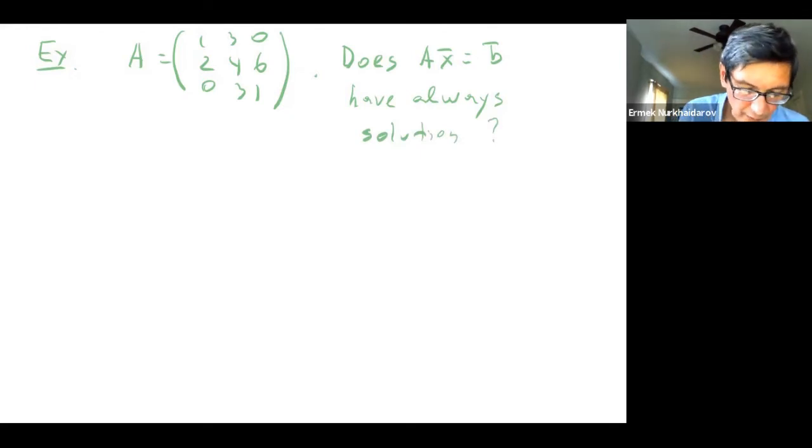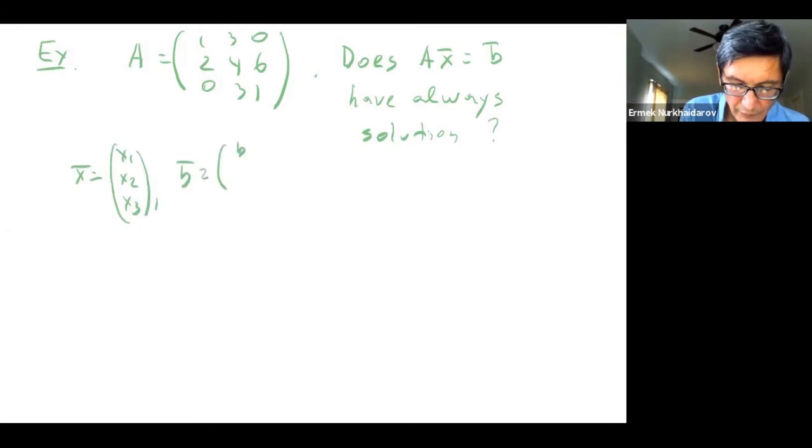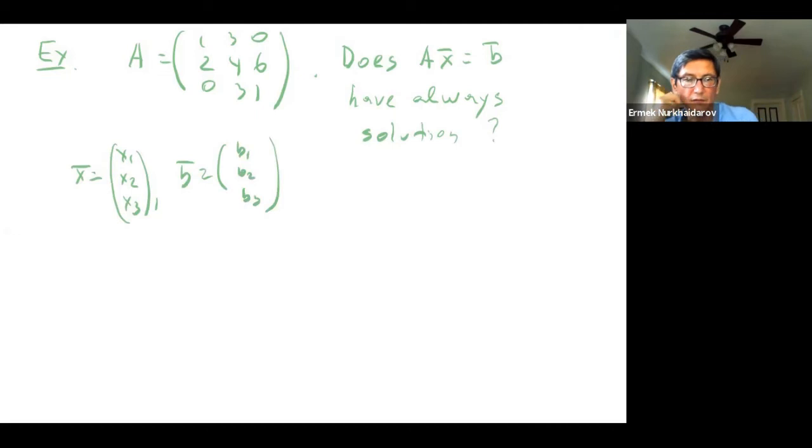And here what I mean is X is going to be three-dimensional and B is going to be three-dimensional. I have to make that assumption, right? Because if I put vector B to be four entries, then it definitely is not going to have a solution. And if vector B has two entries, it's also not going to have a solution because sizes should coincide.